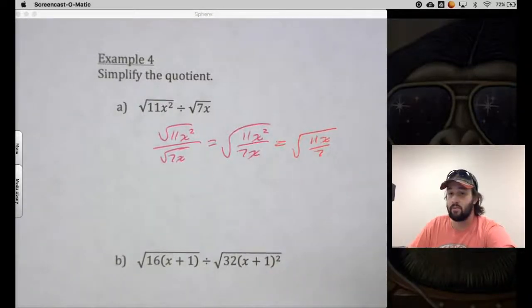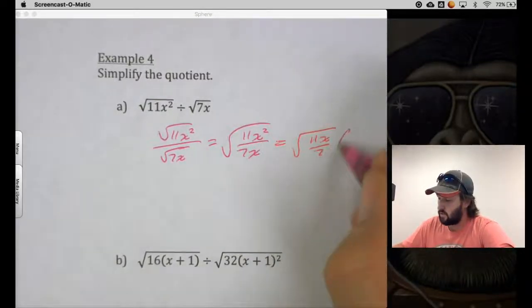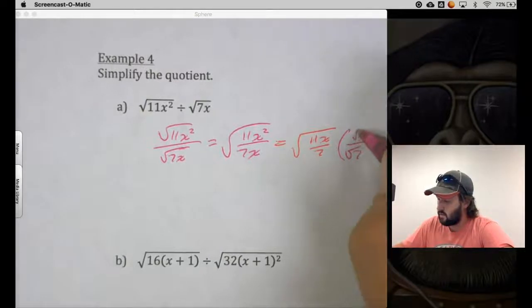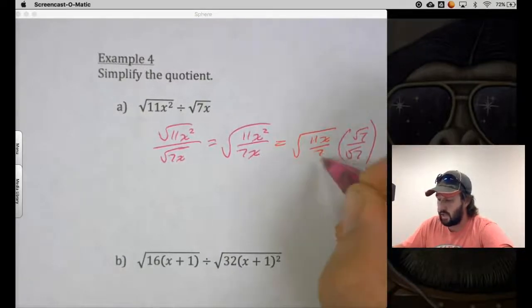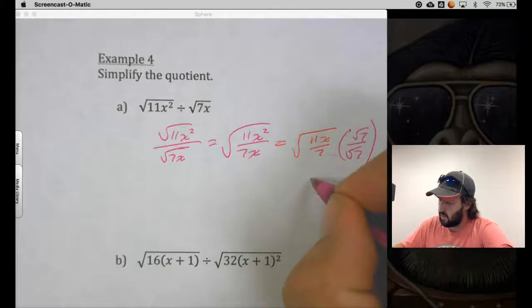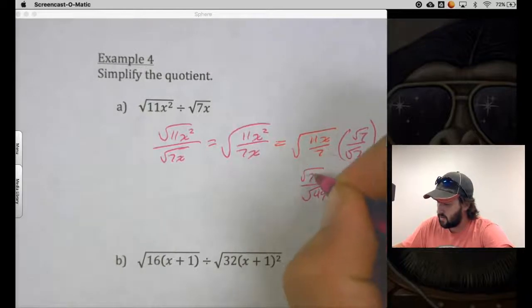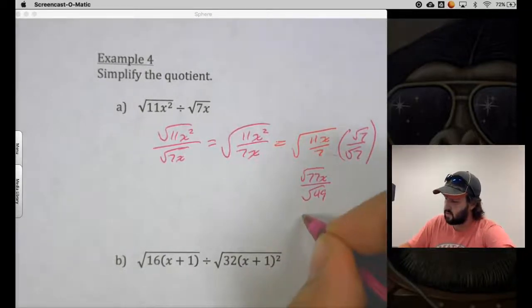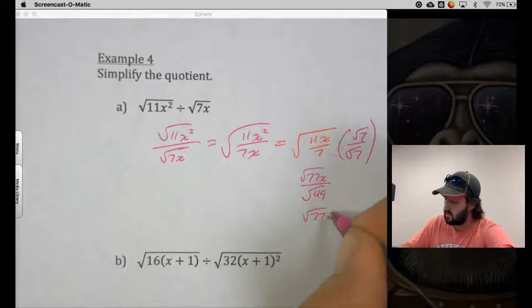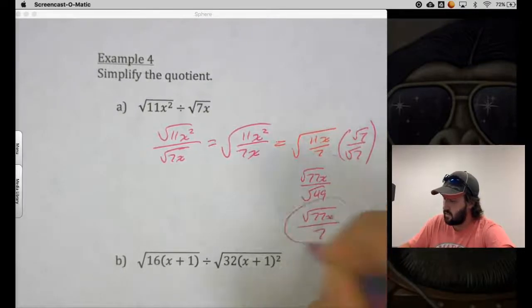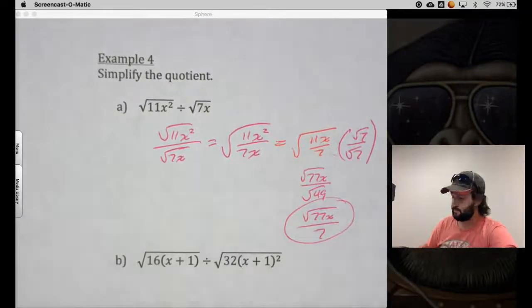Now to get rid of that square root in the denominator, remember what we can do is multiply by the same square root that we have, such that this would make the root 49 in the denominator, which we know is 7, and the numerator becomes square root 77x. So now I'll have root 77x over 7.